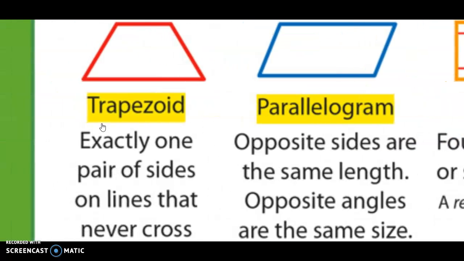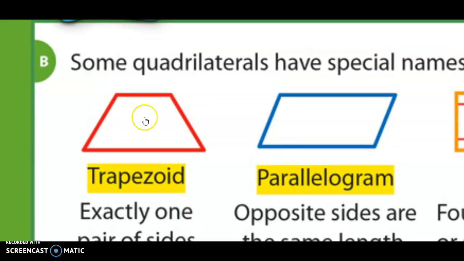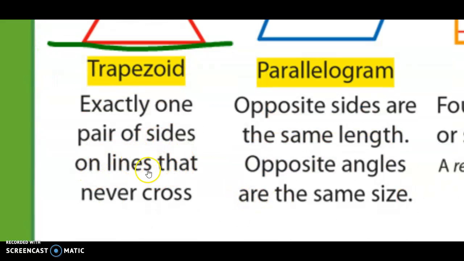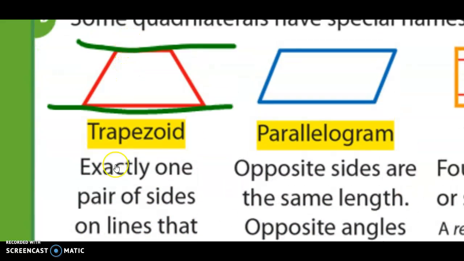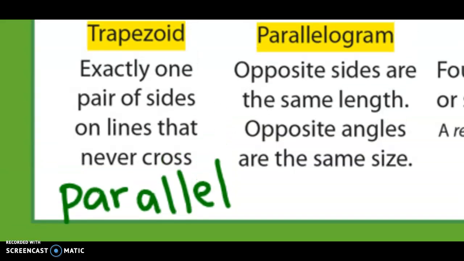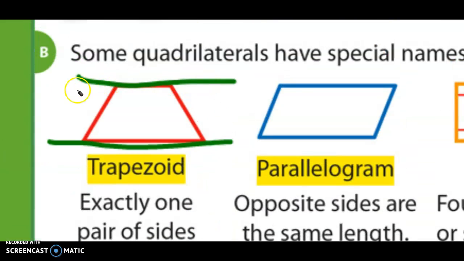A trapezoid here has one set of parallel sides. One pair of lines that never cross, and that's exactly what that word parallel means. When you hear me say that word, parallel, it means that they are lines that if you keep drawing them forever and ever and ever in either direction, they would never touch.